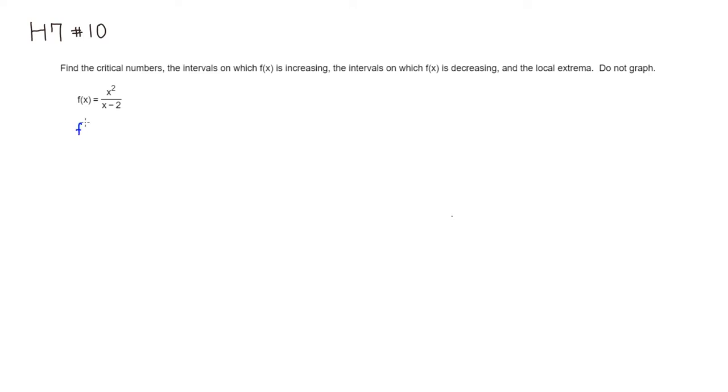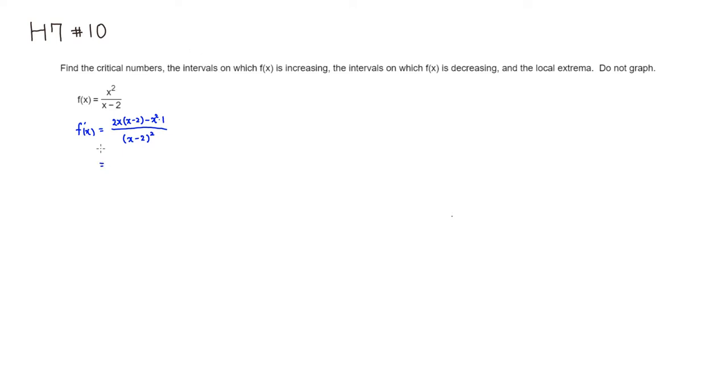So f prime of x is equal to, we're going to square the denominator, so you have x minus 2, and we square that. The derivative of the top is 2x, times the denominator x minus 2, minus the top, x squared, multiplied by the derivative of the denominator, which is just 1. So let's clean up a little bit.